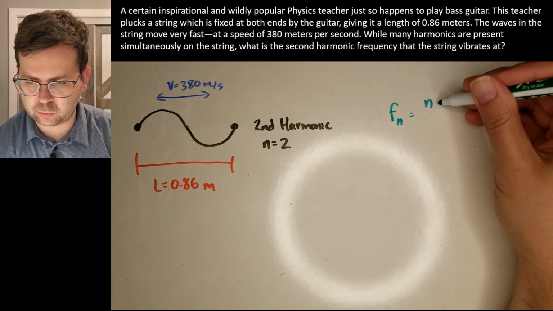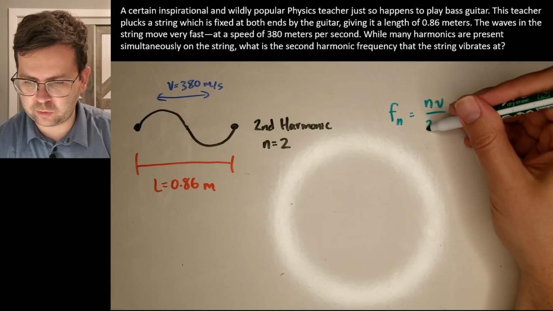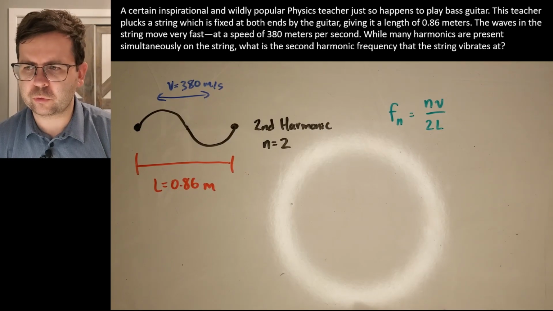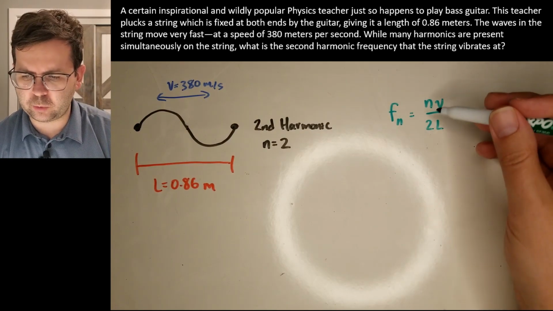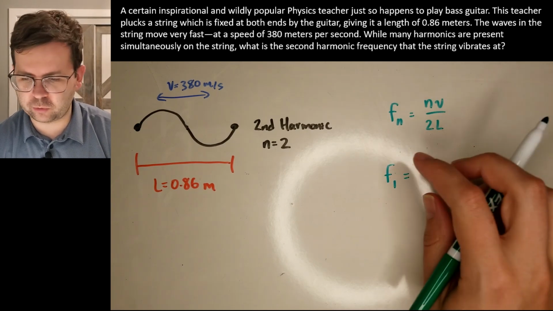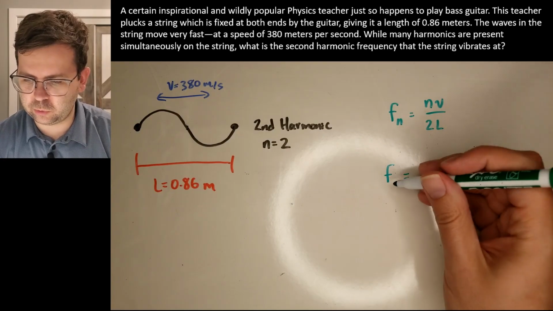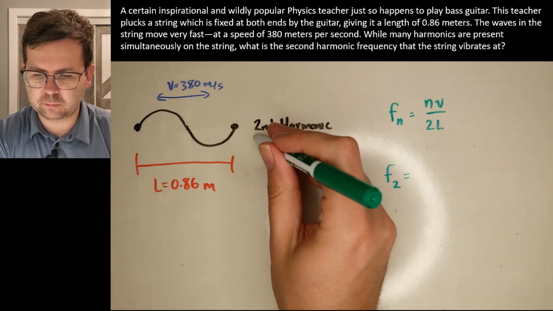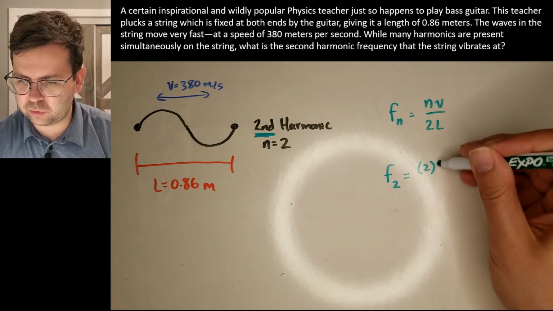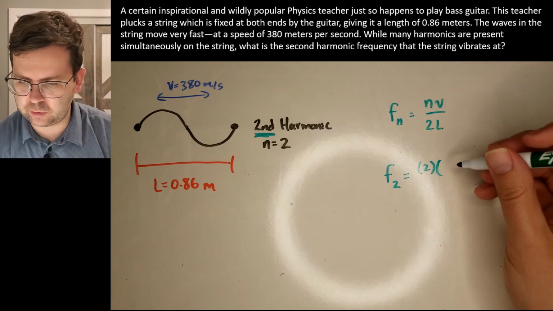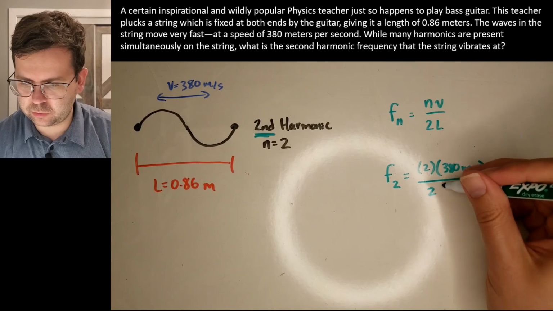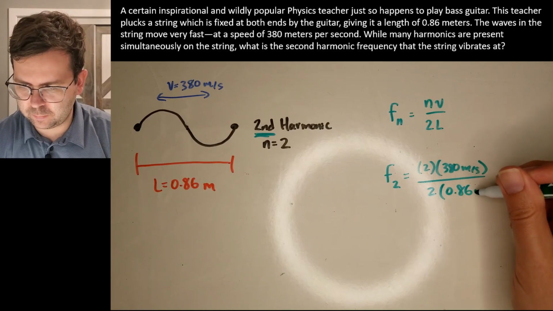So I'm going to write my equation for the harmonic frequencies for a string that's fixed at both ends. I know that we're dealing with n equals 1, so I'm going to write F1 for the fundamental frequency. Oh, excuse me, this is n equals 2. This is F2, the second harmonic here. Often it's the first harmonic, I just forgot. We're going to substitute in all of our values. So n is 2, v is 380 meters per second, and then 2 times the length of the string here.